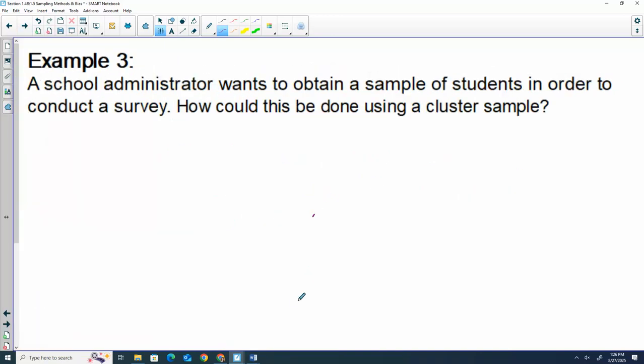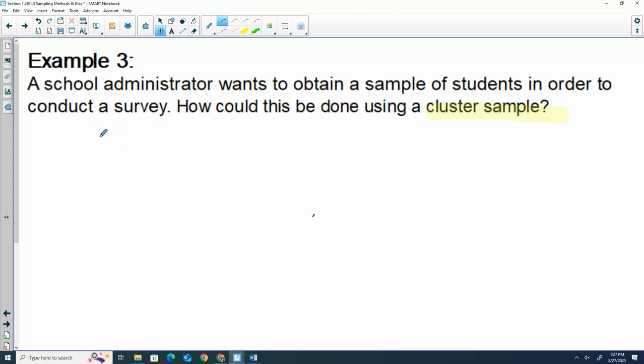All right, what about this one? A school administrator wants to obtain a sample of students in order to conduct a survey. How could this be done using a cluster sample? What is a cluster? A bunch of things. So remember, yes, you break everybody into a group, and then you pick certain groups and take everybody in those groups. So what could our clusters be?